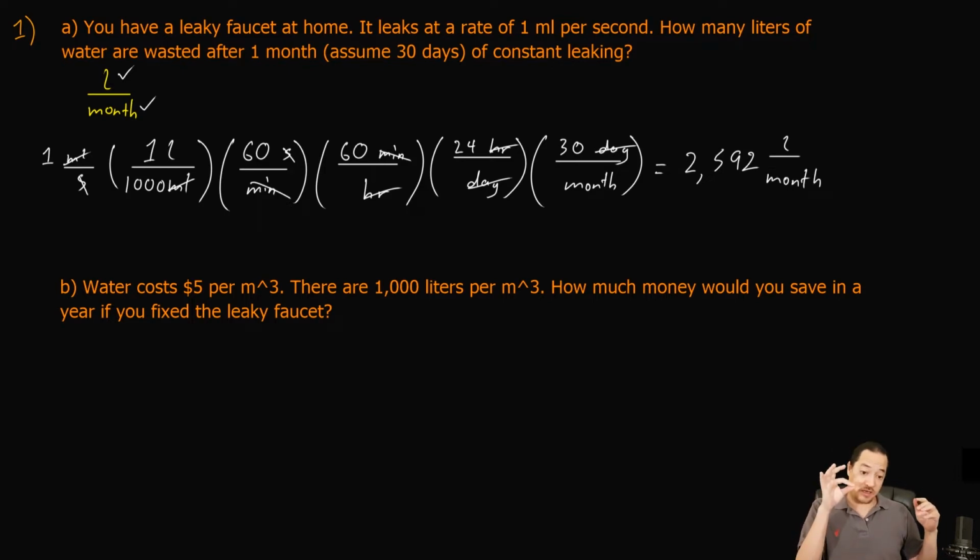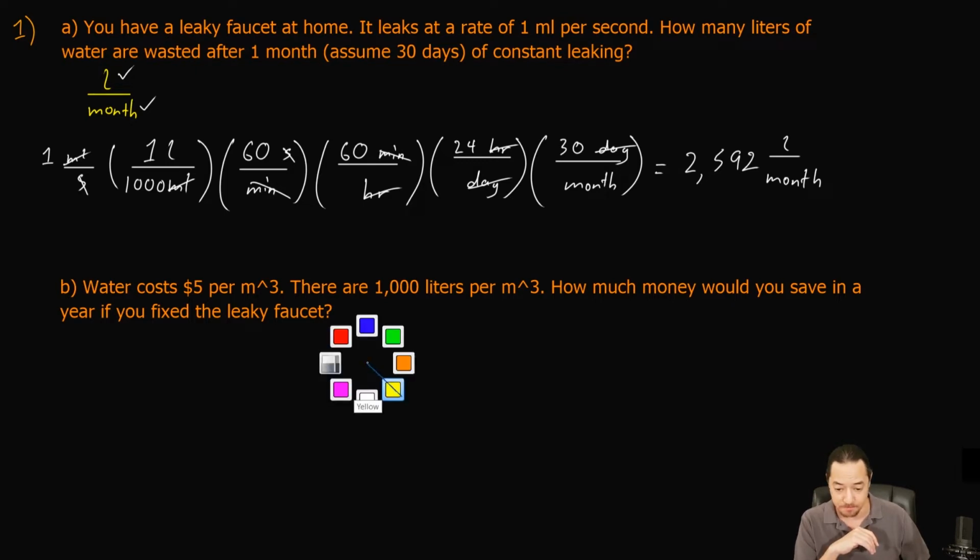So you got a leak, drip, drip, drip, 1 milliliter per second. That adds up to almost 2,600 liters of water down the drain every month. That is a lot of water that you're losing. Part B here asks us, water costs $5 per cubic meter. There are 1,000 liters per cubic meter. How much money would you save in a year if you fixed the leaky faucet?